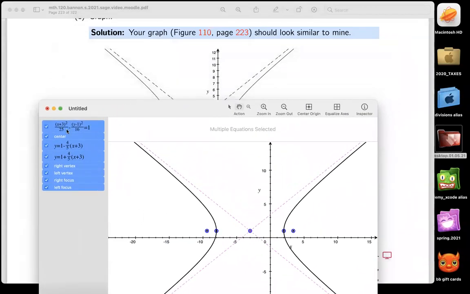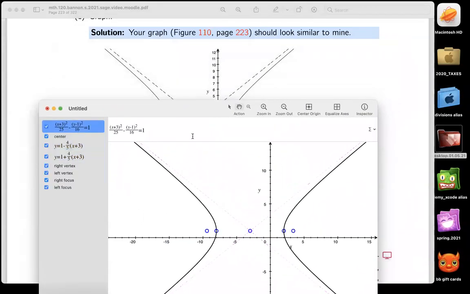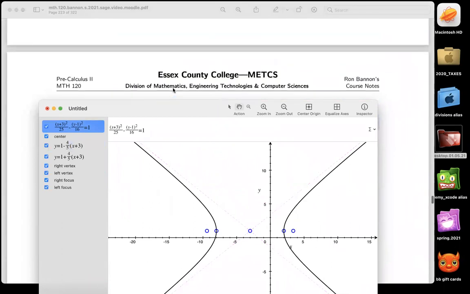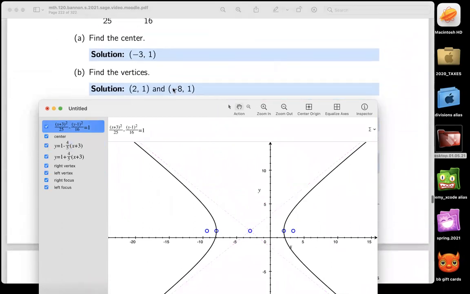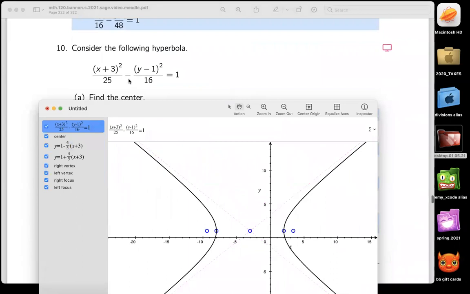And what I want to point out on Grapher is what I typed in. We'll go through it one step at a time. I typed in the relationship. What's the relationship? (x + 3)^2 over 25 minus (y - 1)^2 over 16 is equal to 1. I typed that in.